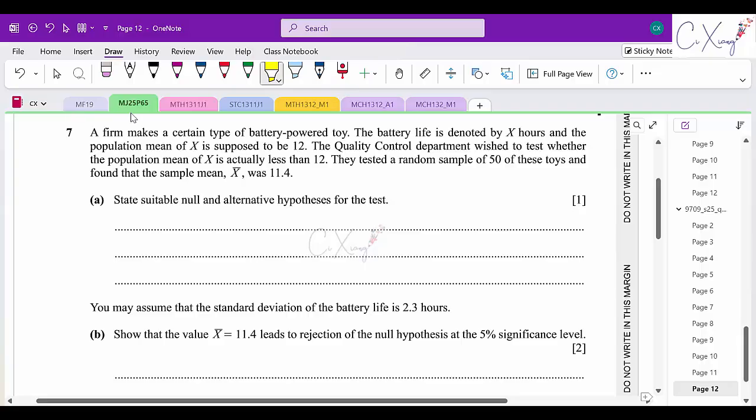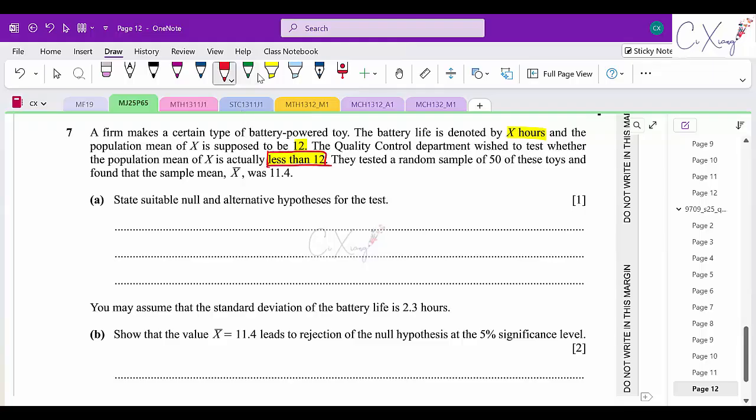There's a firm that makes a certain type of battery powered toy. The battery life is denoted by X hours, so they are measuring in hours. The population mean of X is supposed to be 12. The quality control department wish to test whether the population mean is actually less than 12. Highlight the keyword less than. So I think you should know, right? This keyword again will be the keyword for you to set up the alternative hypothesis later. They test a random sample of 50 of the toys and find the sample mean was 11.4.